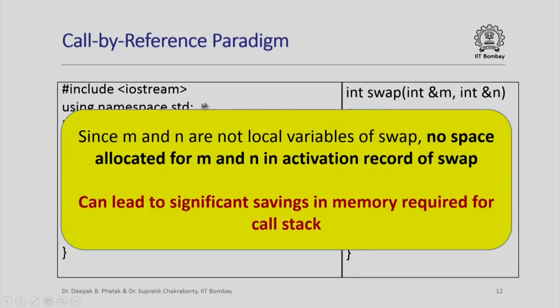So this is also what is called the call by reference paradigm, and note that since m and n are not local variables of swap, no space will be allocated for them in the activation record of swap. This can indeed lead to significant savings in memory required for the call stack when you have deeply nested function calls, because you have less space to allocate in the activation record of a function.